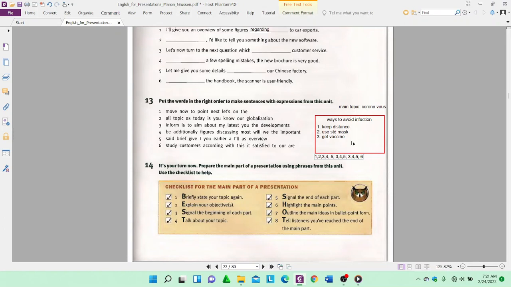Highlight the main points. Ya kan? That's it. Okay, that's the way to avoid infection. That's the way to keep yourself safe from coronavirus. Misalnya begitu ya. Nah, lalu nomor 7. Outline the main ideas in bullet point form. Sebutkan saja, tidak dijelaskan. Kan sudah kita bilang tadi. Which can be done through 3 things. First, keep distance. Second, use standard mask. And third one, get vaccine. Ya kan? Oke. Sudah ya.